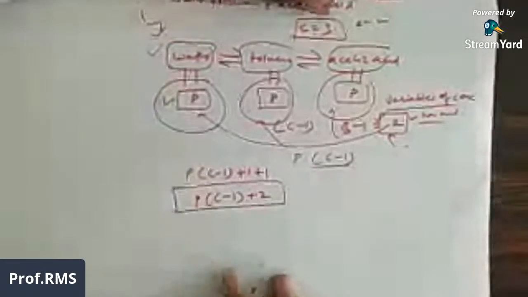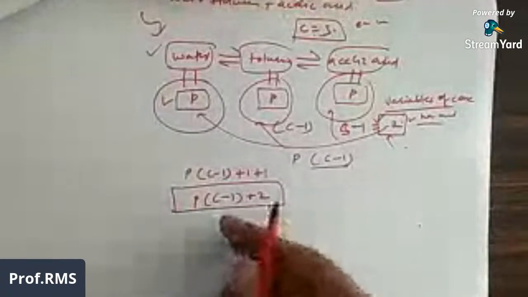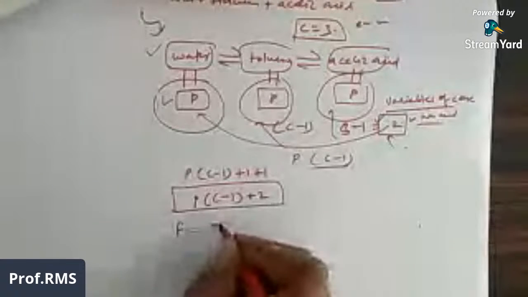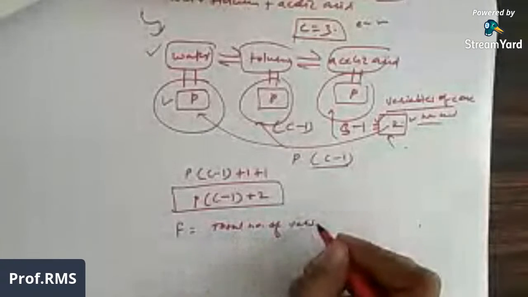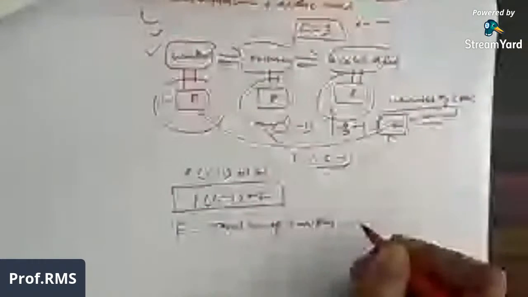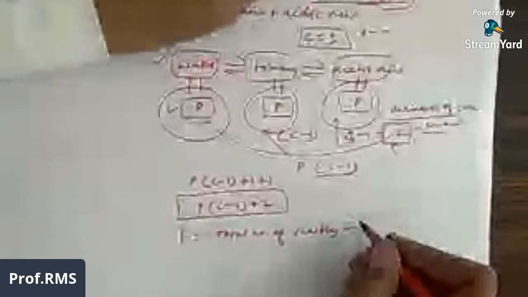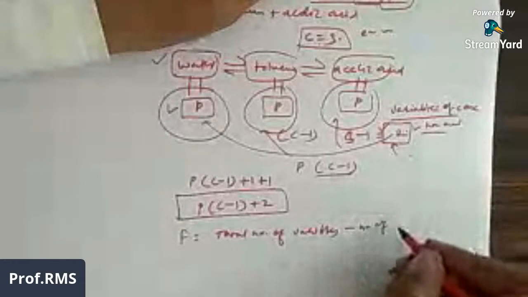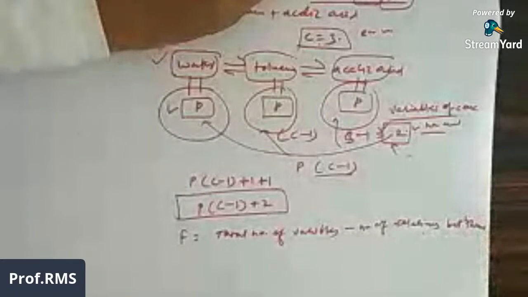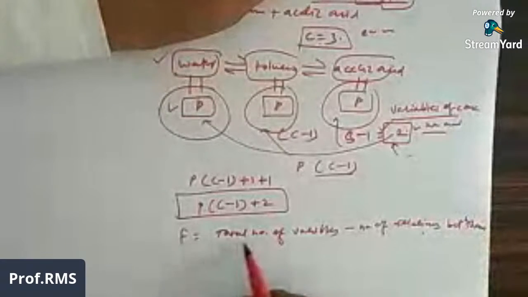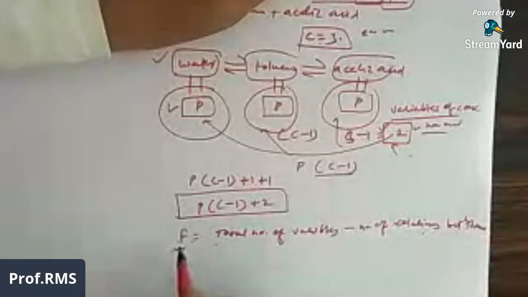Now the most important thing is, how can we derive the phase rule? F is equal to total number of variables minus number of relations between them, means total number of variables and their relations, which is equal to degree of freedom.